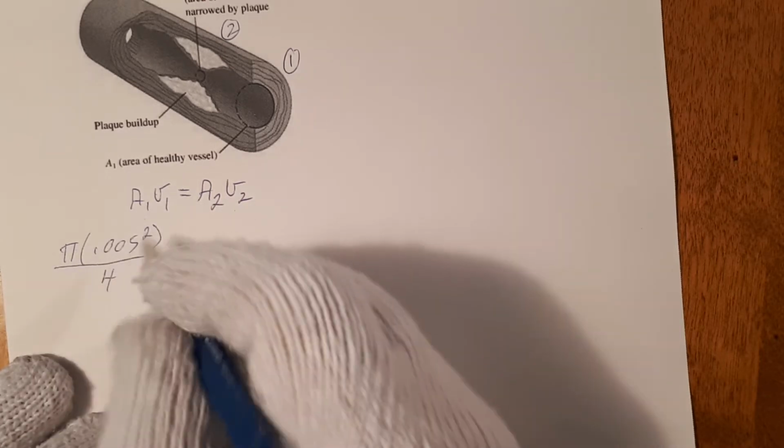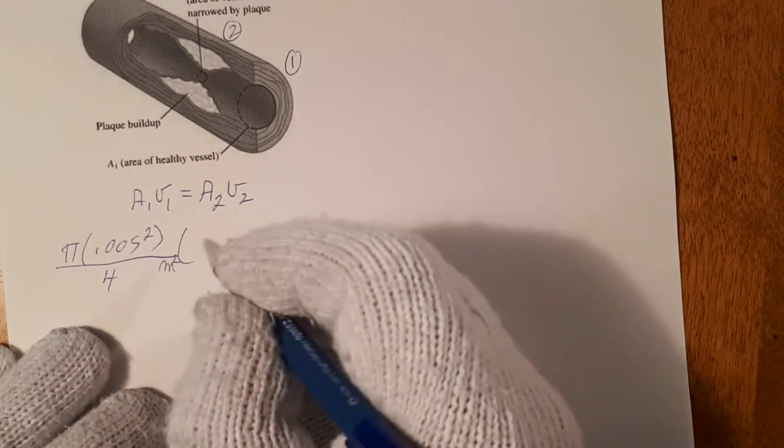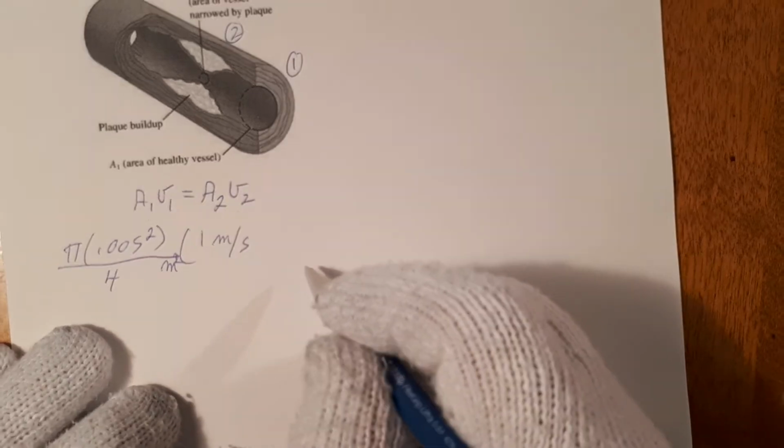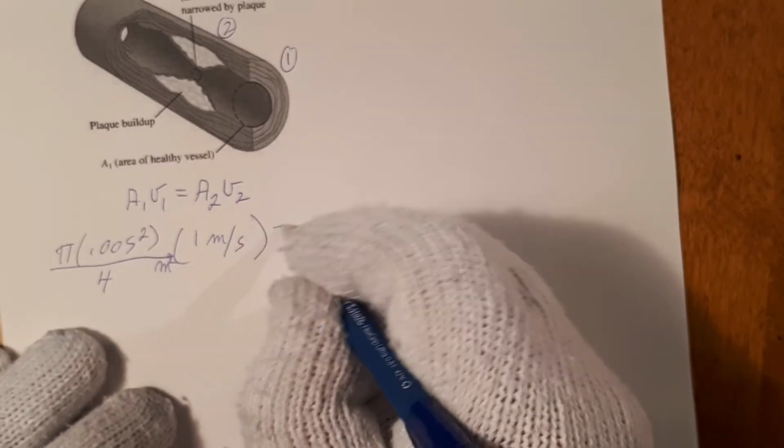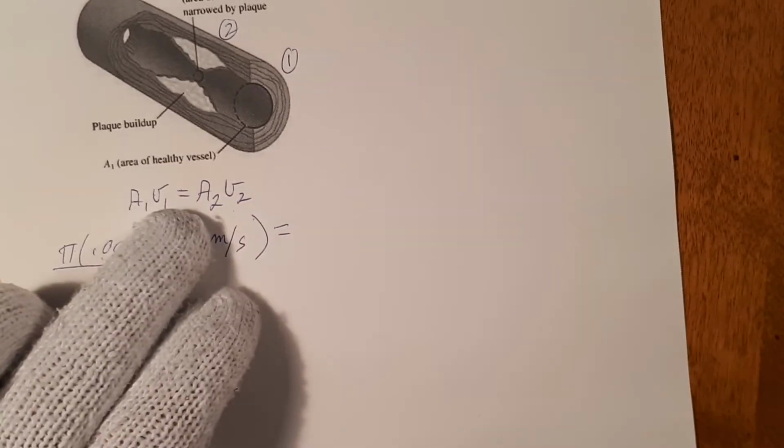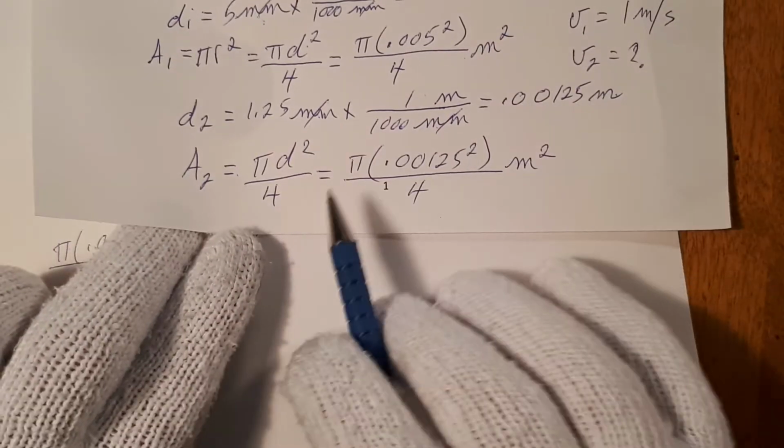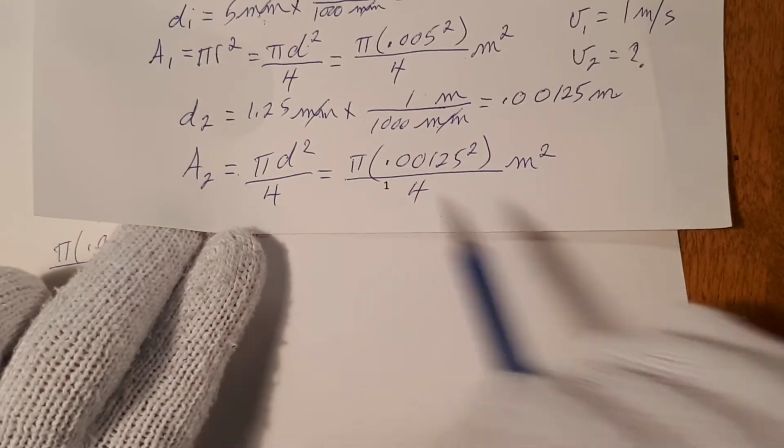Everything divided by 4. That's area 1, multiplied by the velocity, 1 meter per second, in meters squared. And that is equal to area 2, multiplied by velocity 2. And area 2 was calculated earlier as this.